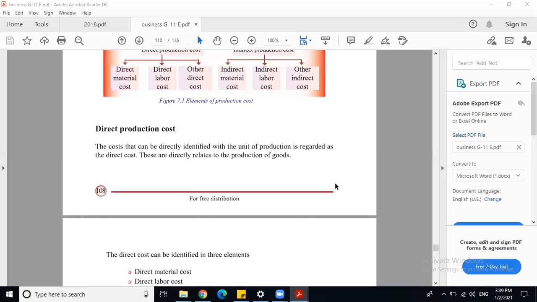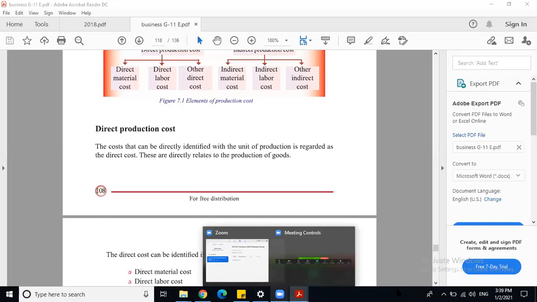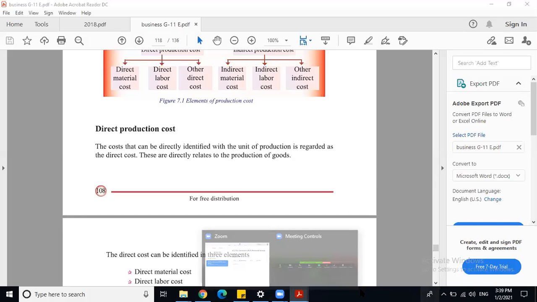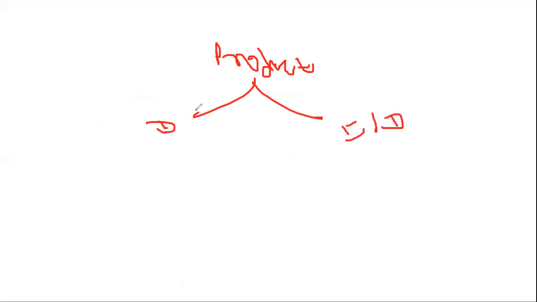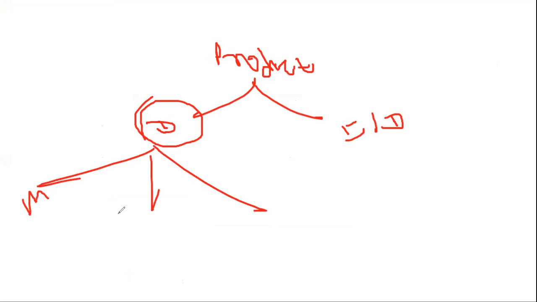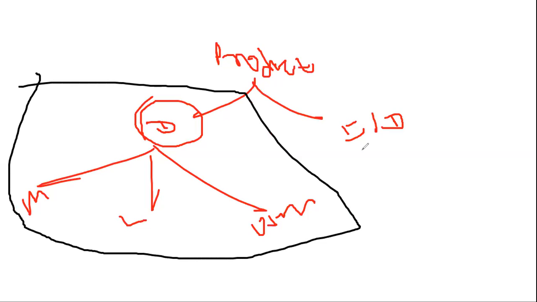Right. With that explanation, we'll move to the direct production cost. I'll explain to you what direct production cost is. As I told you, we have production cost here, and we classify this into direct and indirect. Now I'm telling you about direct. This direct cost has three elements, namely direct material, direct labor, and direct other expense. We want to study this entire section. Once we finish this, we can move to the other part.